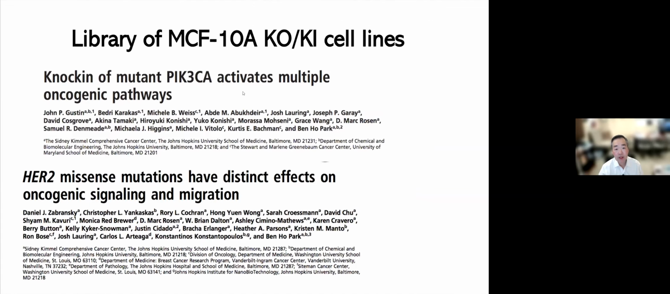So a number of years ago, as Nellie had mentioned, we were doing gene knockouts, knock-ins, somatic cell gene targeting is what we used to call it before CRISPR-Cas made it kind of cool and easier to do.